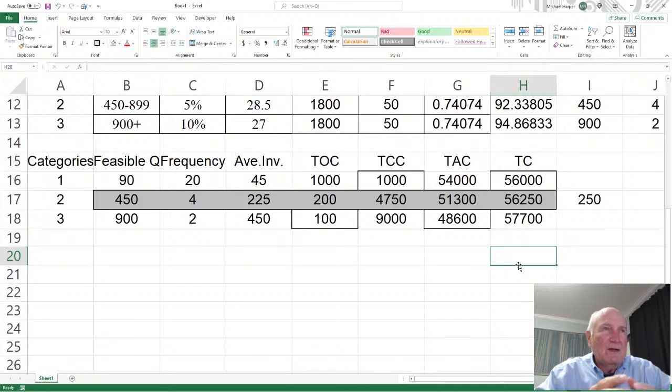So we're a team. I'm in charge of the analysis. This is my analysis. You're in charge of the communication. It's up to you to communicate.